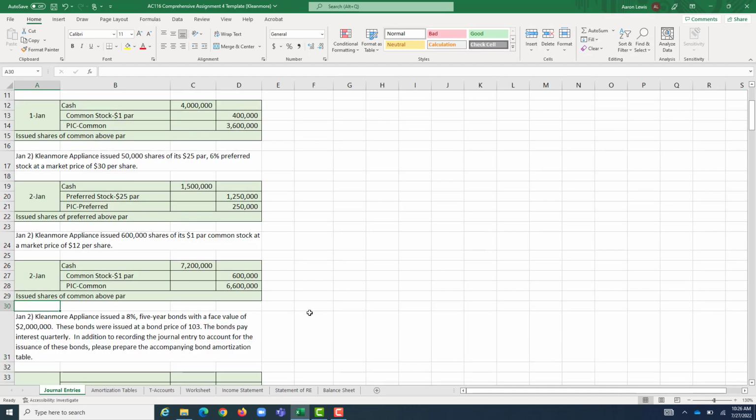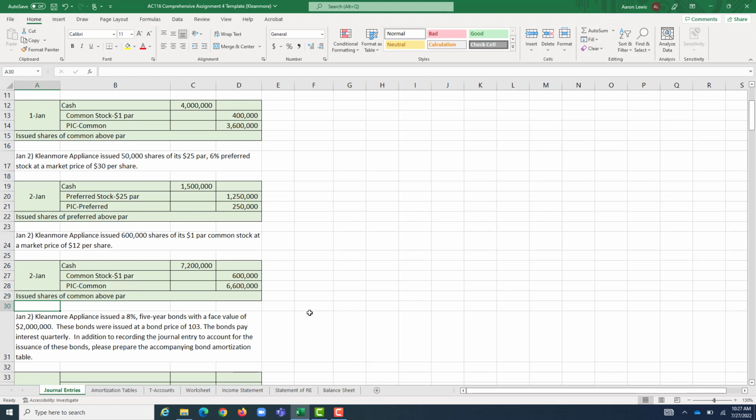Next up, Cleanmore Appliance is going to issue bonds. So instead of selling more ownership of the company and diluting, if you will, the percentage of the company that every existing owner has, we can raise money in other ways. And we're going to raise money right here with debt.